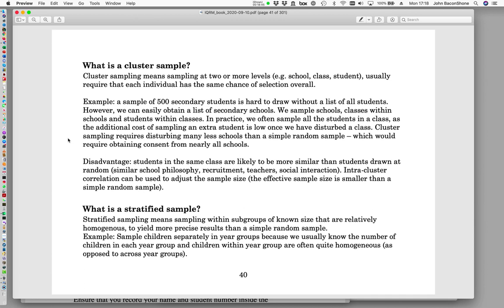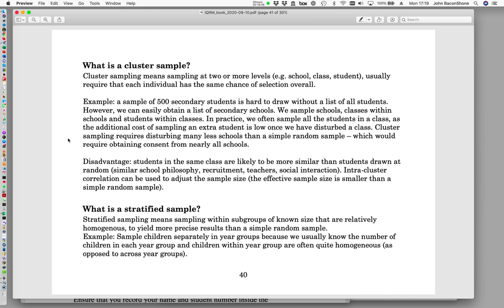It also has the other advantage that we often do want to also analyze at the class level and the school level to understand whether the differences we measure are due to socialization in class or due to the school philosophy, rather than just understanding variation across students.